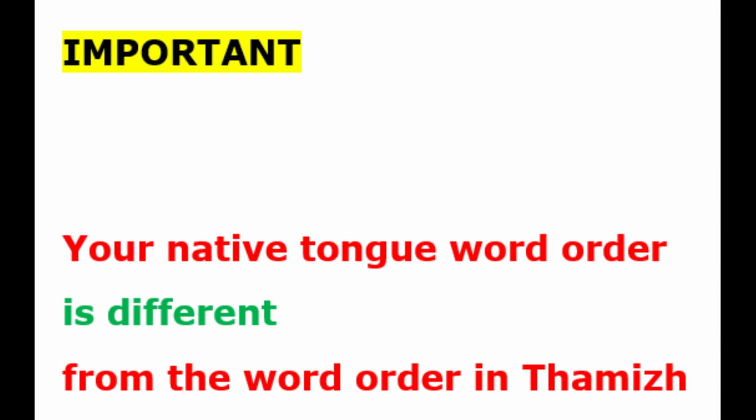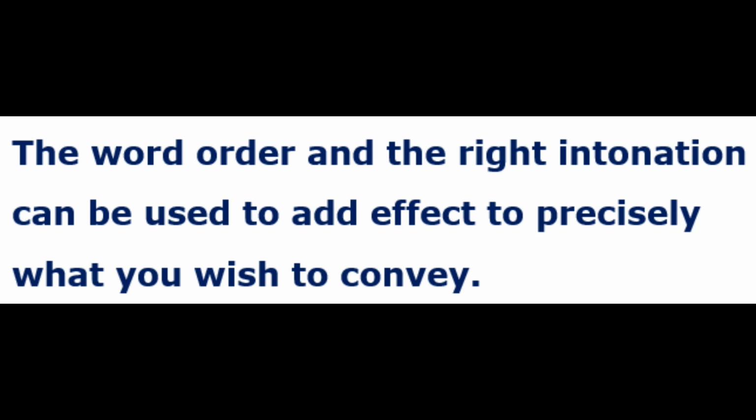So, as I said, it is very important for you to bear in mind that your native tongue word order is very different from the order in Tamil. And I think it is very unique to each of the languages. So, pay attention to it. It will make you speak and sound very natural. The word order and the right intonation can be used to add effect to precisely what you wish to convey. And when it comes to word order, when you learn the lesson, you'll find out that Tamil has much more flexibility than many of the languages. Of course, some of the languages are equally flexible, but I think Tamil is much more flexible than English. English has a certain way of saying how you want to say that, whereas Tamil has many more word orders to add effect to what you want to convey. Let us see them now.